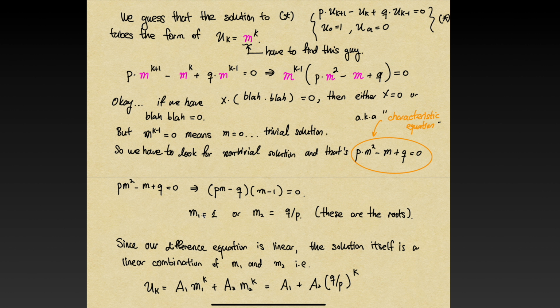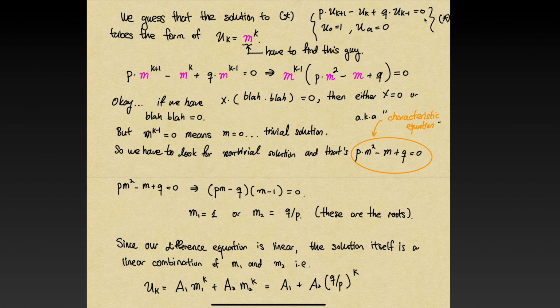So one root is equal to 1. Then another one will be pm minus q equals 0. That will give us m equals q over p. So we have two roots, m1 and m2. Now notice that our equation here is a linear equation, so the solution itself will be some sort of linear combination of m1 and m2.